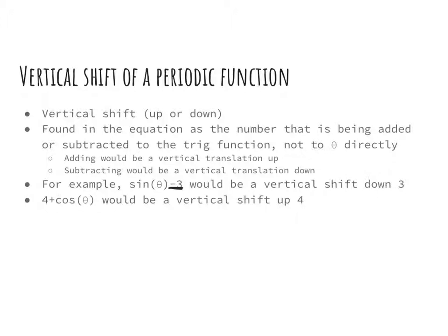We could also have it where we add in front. So 4 plus the cosine of theta, that is still a vertical shift, and since it's plus, we're going to move it up 4, because it's a positive 4 that we're adding to cosine.